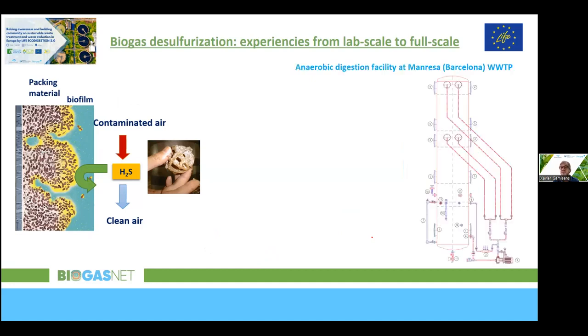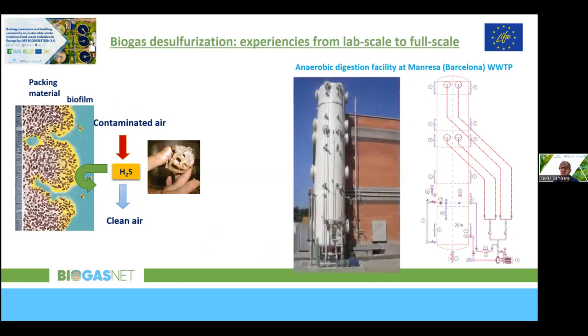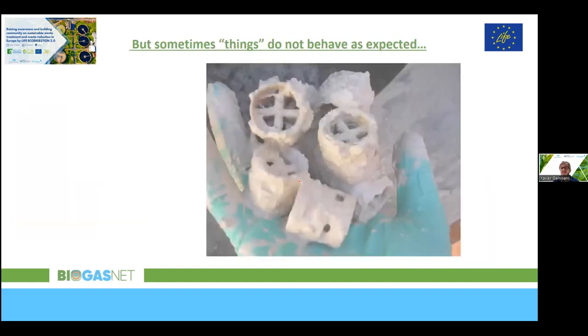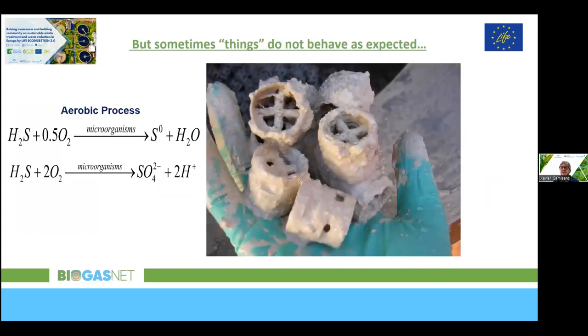This is a previous prototype we had installed in Manresa, in the wastewater treatment plant of Manresa. This is a biotrickling filter operated for the removal of H2S and using air, this is oxygen, as an electron acceptor in the system. But sometimes things do not behave as expected. After half a year of operation, we had elemental sulfur accumulation, which is caused obviously by the low solubility of oxygen in water. So this produces accumulation of elemental sulfur.